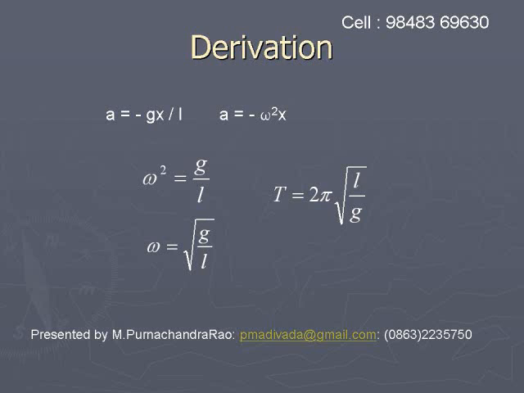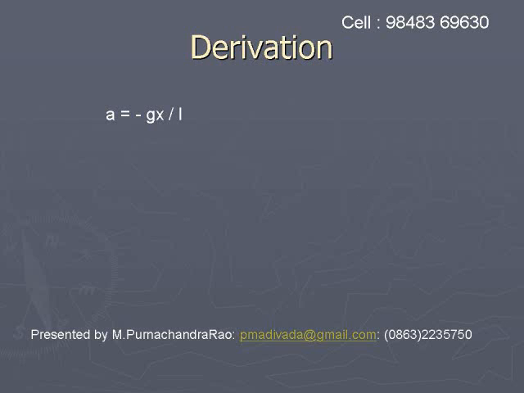Derivation of the relation for period of oscillation. Let us compare the relation for acceleration of the bob of a simple pendulum, a is equal to minus gx by L.